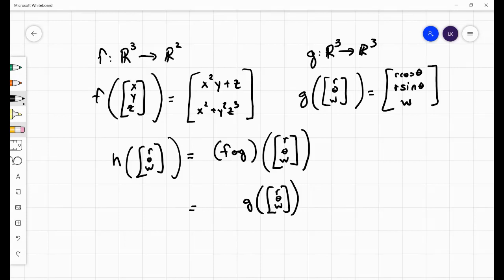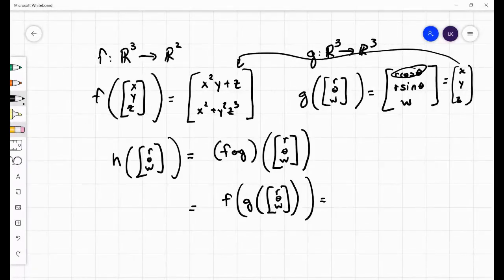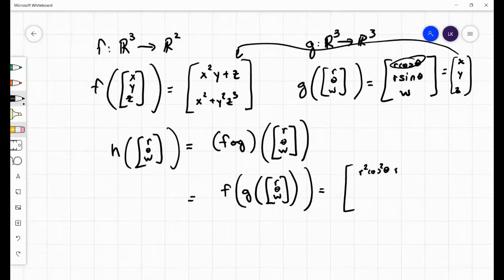We take the result and plug it into f, so it's a composition of functions. If you want to see what that would look like, the first component is x, the second component is y, and the third component is z. You plug that into the function, because you're composing, so x squared times y becomes r squared cosine squared, plus z, and z is equal to w.